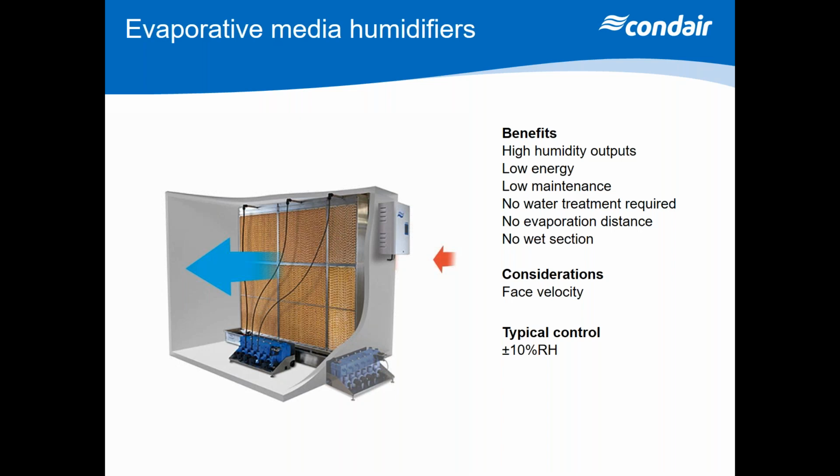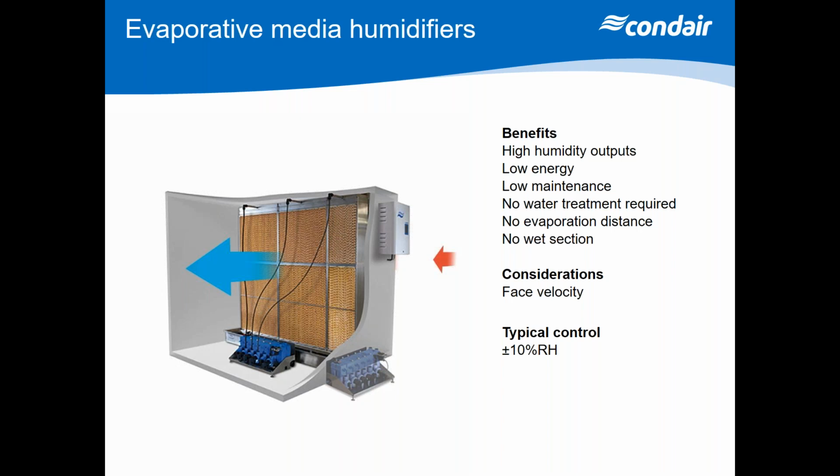And next, there's no evaporation distance. When air leaves the surface of this media, the water is evaporated, so it's in its gaseous phase. So there's no water droplets. There's no distance required in your air handling unit that you need to allow for that water to evaporate. It's all done from the air on to the air off side of the cassette. But with that, you don't need a wet section. So your air handling unit can be of standard material. It doesn't need to be stainless steel.